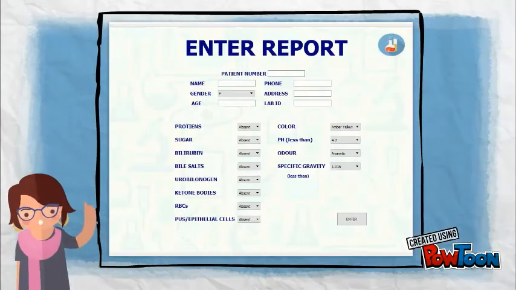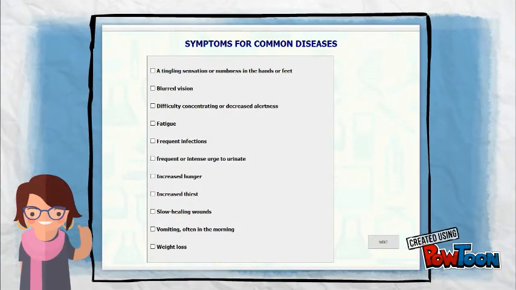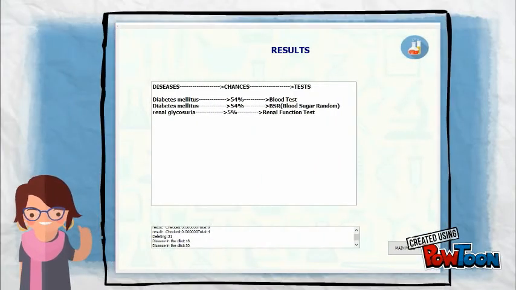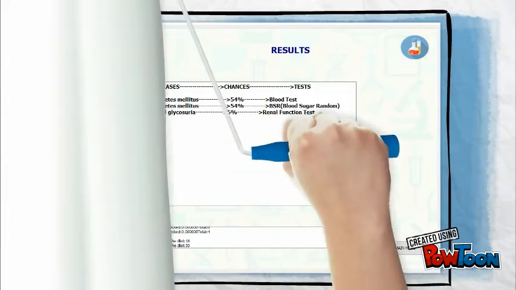The results of these fields along with the symptoms of the patient are entered into our application. The output of our application is a list of possible diseases along with the chances of occurrence of each disease in the patient. Our application also suggests further tests to the patient.